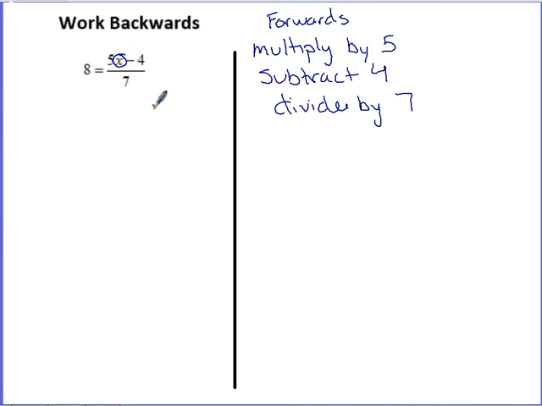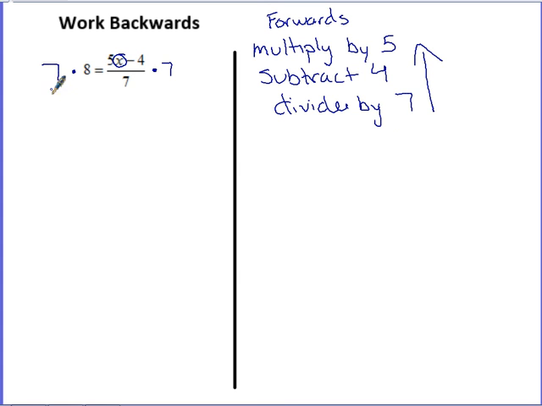So when we solve equations, we're going to start from the bottom and we're going to work backwards and do the opposite. So going forward, the last thing I did was divide by 7. Going backwards, the first thing I'm going to do is multiply by 7. And remember, I have to do it on both sides because an equal sign is like a balance. So if I do something to one side, I have to do the same thing to the other side to keep the scale in balance.